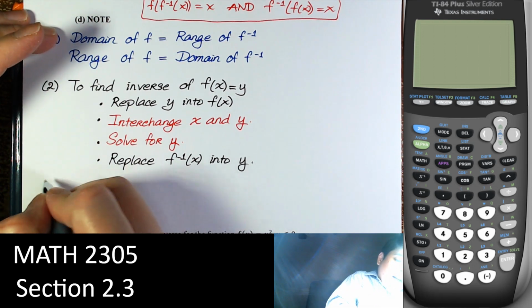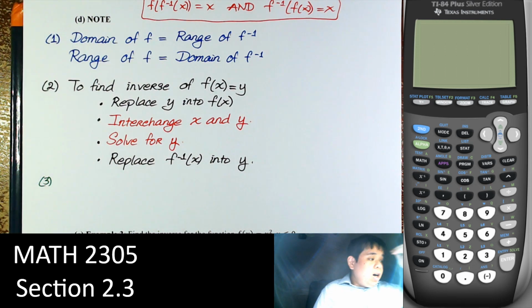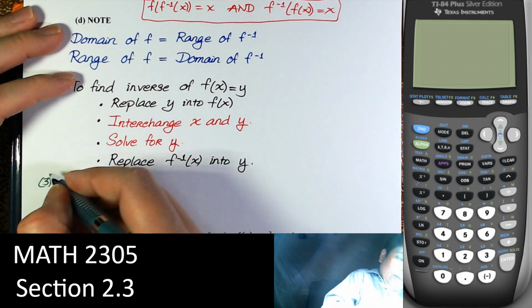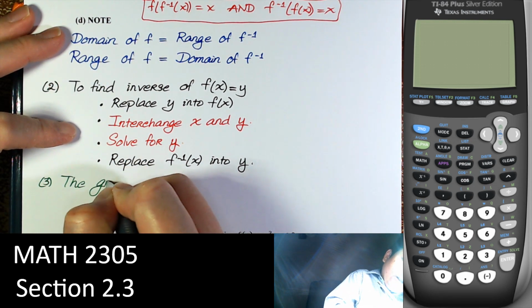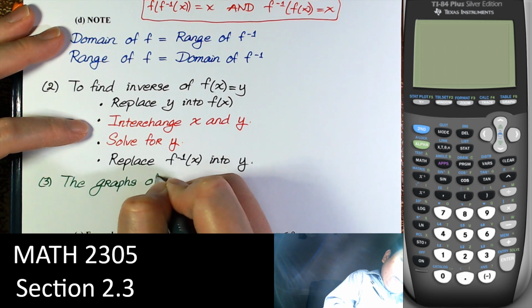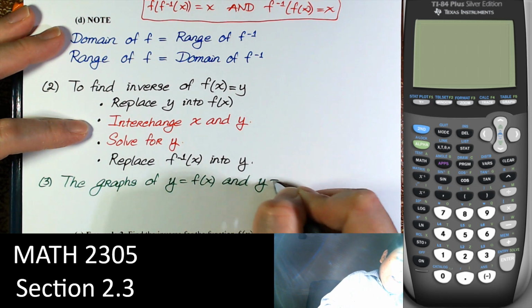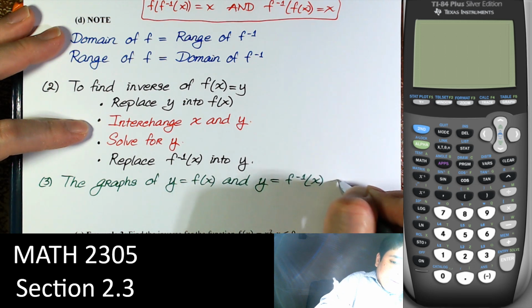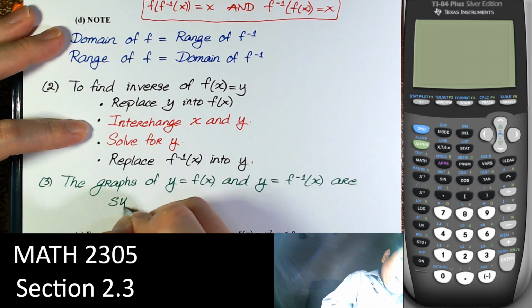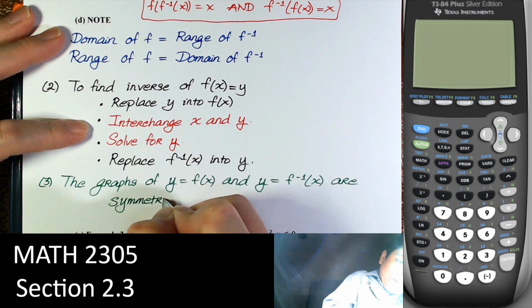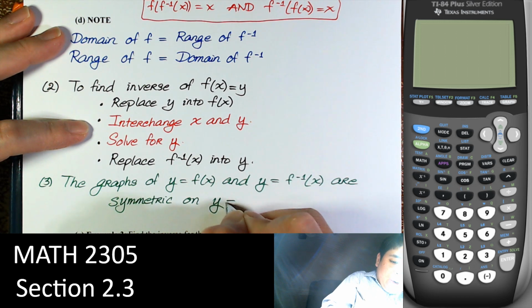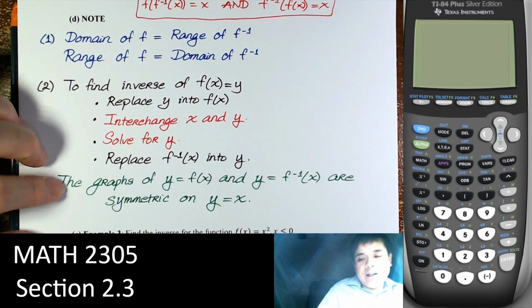Another characteristic of the inverse function in terms of graph is that the graph of the function and the inverse are reflections of each other on the line y equals x. I should say the graph of y equals f of x and y equals f inverse of x are symmetric on the line y equals x. So those are the three things.